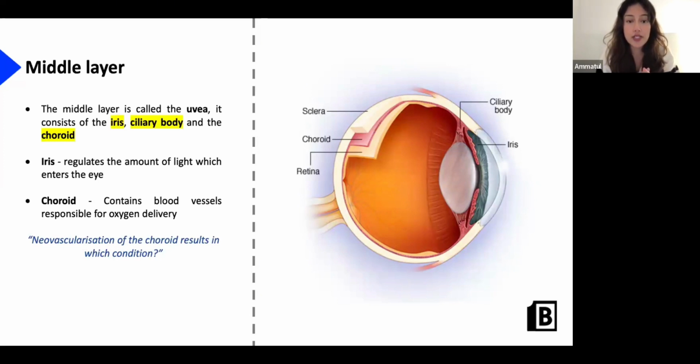So neovascularization just means new blood vessels are forming. And when those new blood vessels form in the choroid, they're not the same as the blood vessels that are already there. They're very kind of leaky. So when they are leaking, they're leaking fluid and other substances, and that causes a kind of blistering formation between the retina and the choroid. And that is a common finding that's seen in wet age-related macular degeneration, so wet AMD.